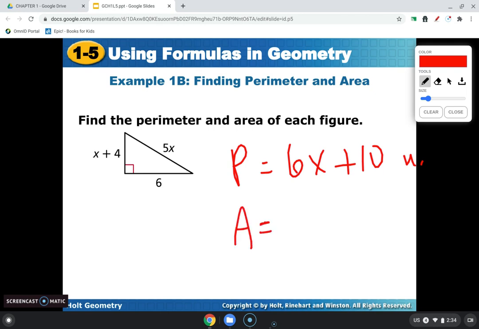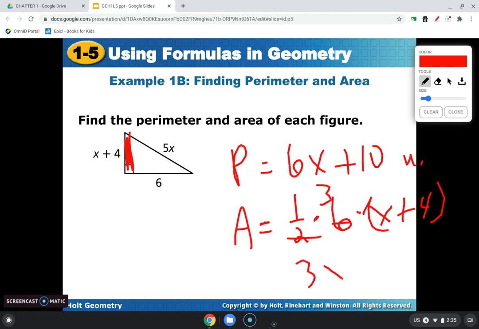For area, we're going to go half times base, which in this case would be 6, times height, which would be right there. So x plus 4. Anytime I have an expression like that, I want to put it in parentheses. Half of 6 is 3. 3 times x is 3x. 3 times 4 is 12. So our area is 3x plus 12 units square. All right.